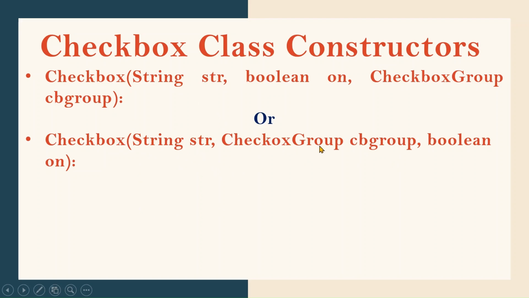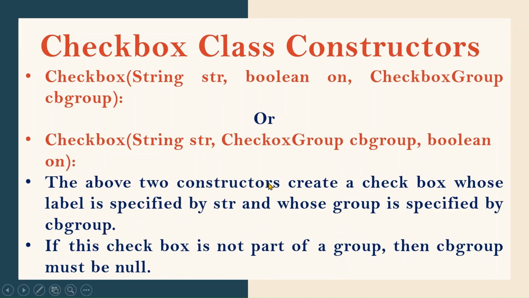The second parameter could be the checkbox group. Here in the above one, we have the third constructor, third parameter, but here we have the second parameter. So you can interchange this boolean value with the checkbox group. Here the second parameter is the checkbox group, the third one is a boolean one. So you can use either one for creating a checkbox, or if you want to convert a checkbox to a radio button. Now here the above two constructors create a checkbox whose label is specified by str.